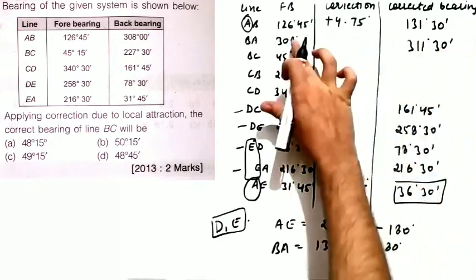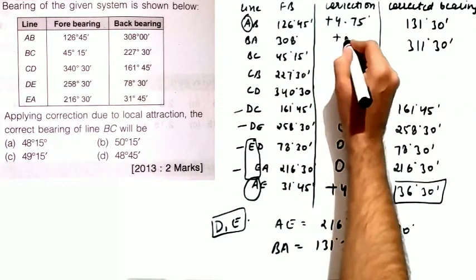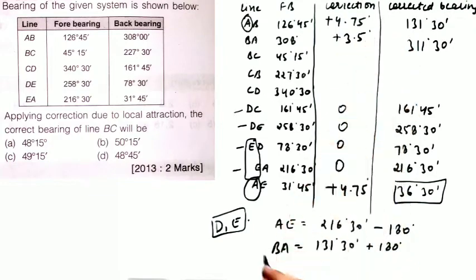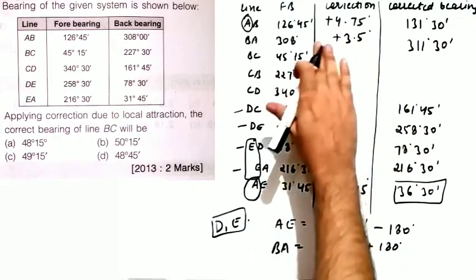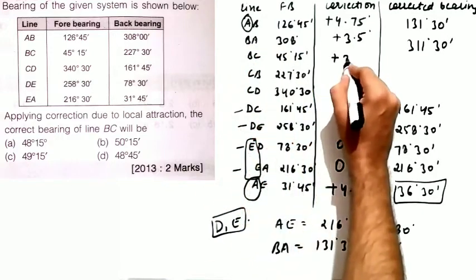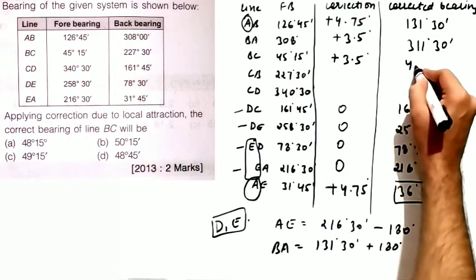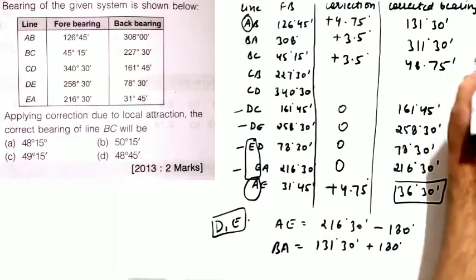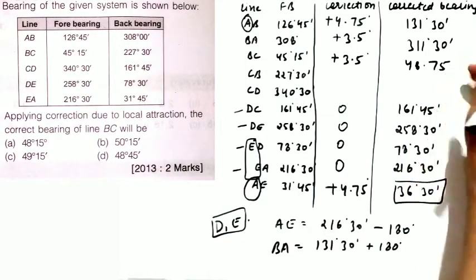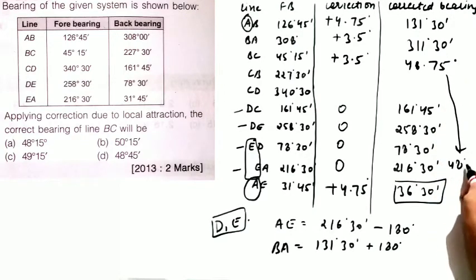This is the correct one. You need to add something to obtain this. What is the requirement of adding? 3.5 degree. So this is the angle that needs to be added at station B. Similarly for BC also you need to add plus 3.5 degree. So you will get 48.75 degree. So what is 48.75 degree in terms of degrees and minutes? It is 48 degree and 45 minutes. So this is the required correct bearing of BC.